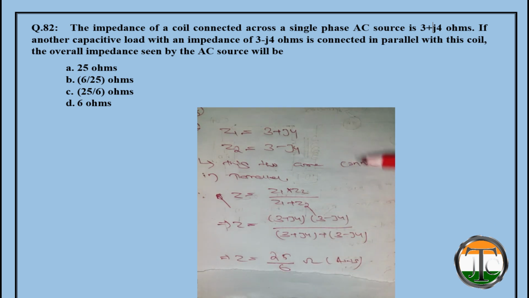So we can easily calculate this when two impedances are connected in parallel. If the two impedances are connected in series, what is the formula? The normal formula: Z is equal to Z1 plus Z2. But here in the question, two impedances are connected in parallel, so the formula will be Z is equal to Z1 into Z2 by Z1 plus Z2. So in this question, option C is the right answer, that is 25 by 6 ohm.